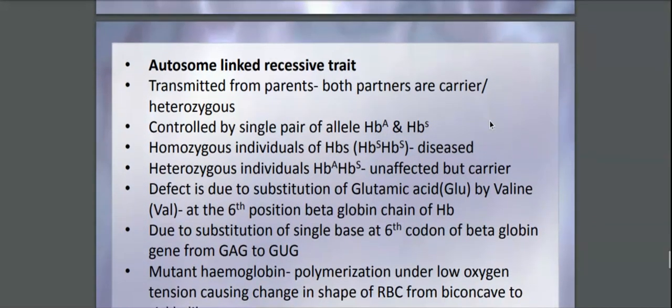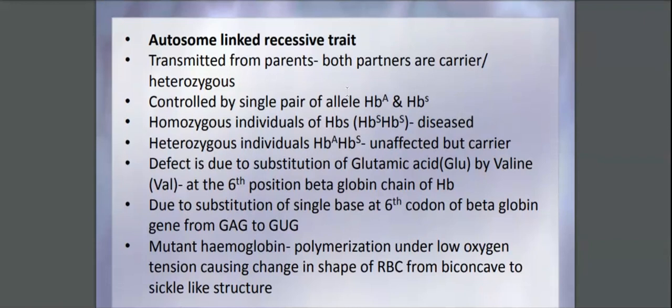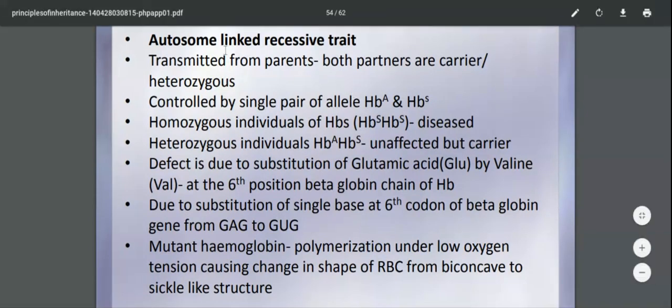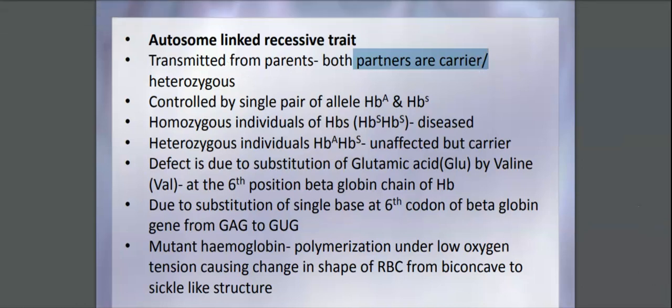Now, what are the important points to remember about sickle cell anemia given in your book? The first thing is that it is autosome linked. I told you that it is borne on an autosome, not on a sex chromosome. Secondly, you need to remember that if both the parents are carriers, then this disease can be transmitted to the offspring. So both the partners, both parents, have to be carriers.